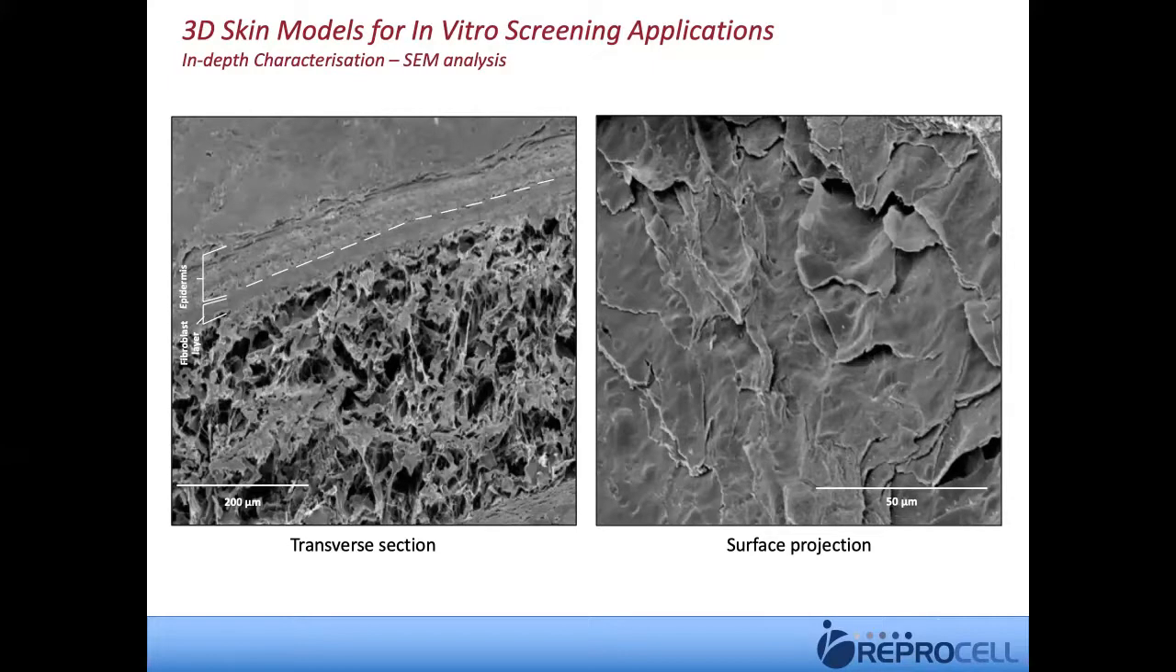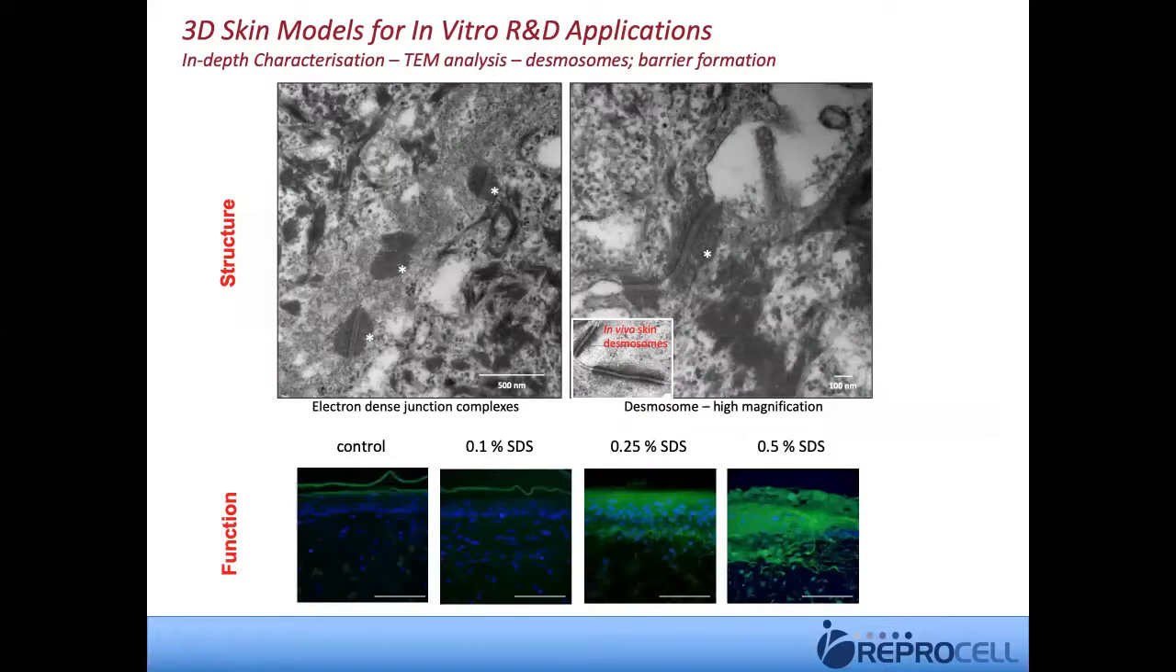So more data. This is now scanning electron microscopy. So you can see on the left the transverse section through the Alvetex. These are where the fibroblasts are located, the epidermis on the surface, and then looking directly from above, you can see the stratum corneum. These are the corneocytes, the flaking cells lost off the surface of your skin. So it's directly recapitulated. And then on this slide, we've got some more TEM analysis looking at this, in this instance, the desmosomes. These are electron-dense structures, and these bind the cells together and help with the physical integrity of the model.